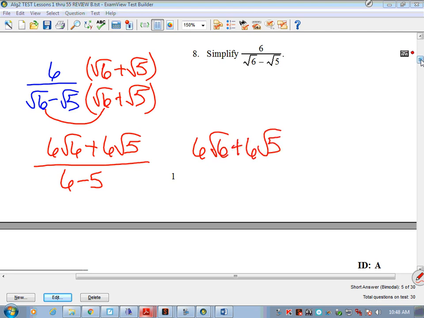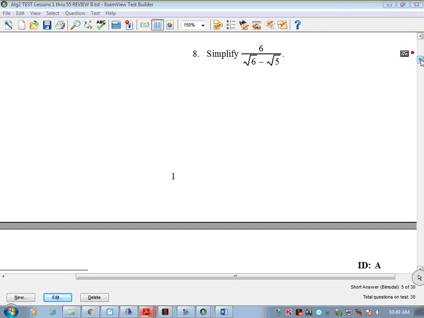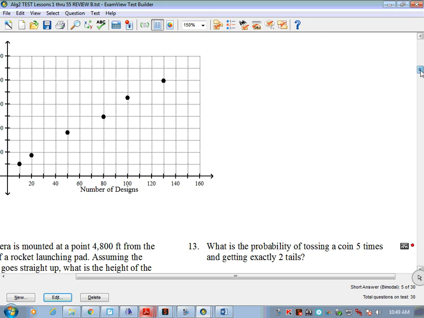Because it's over 1, I don't need that. I can just get rid of the denominator altogether. So my answer is 6 radical 6 plus 6 radical 5. Again, that's lesson 44, rationalizing denominators. All right, hoping to get at least a couple more questions done on this video.